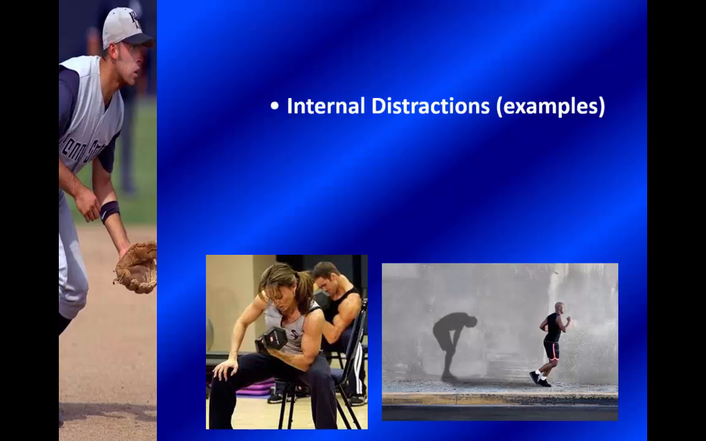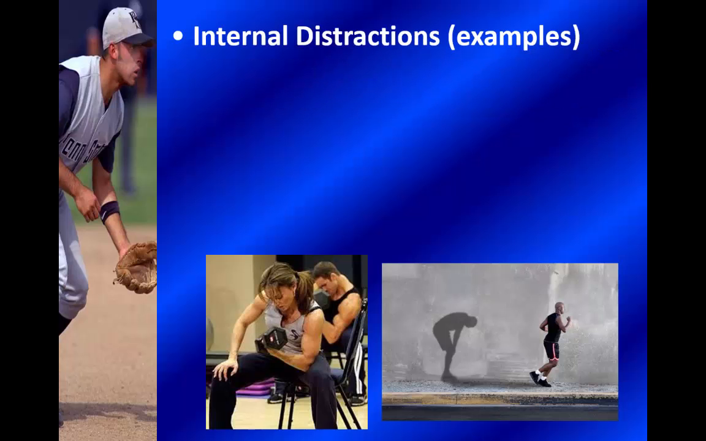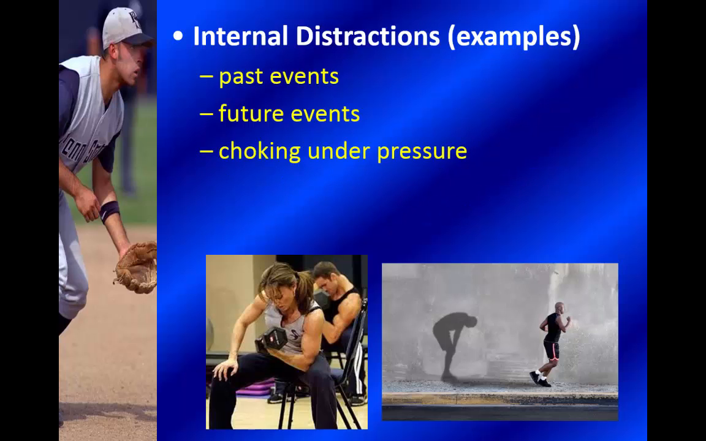Some distractions are internal distractions. Internal distractions come from within ourselves. These are our thoughts, worries, and our concerns. Some examples of internal distractions include past events. Some individuals cannot forget about what has just happened, especially if it was a bad mistake. We also worry about future events. When we worry about what may happen in the future, we tend to lose focus on what is going on in the moment. We can also choke under pressure.